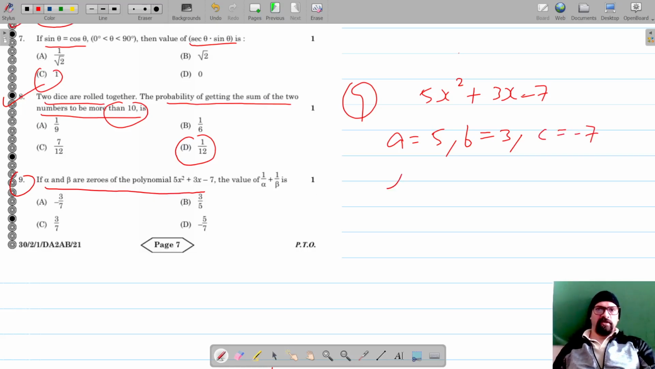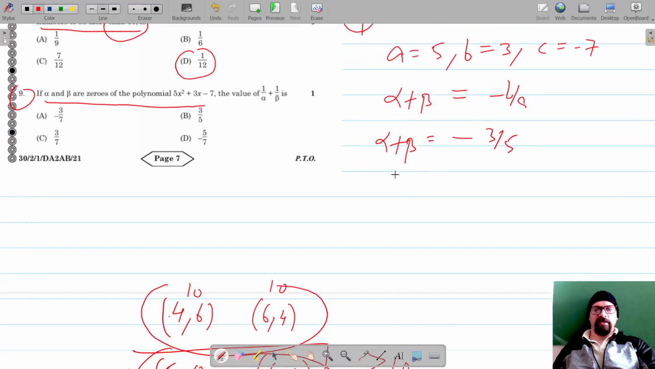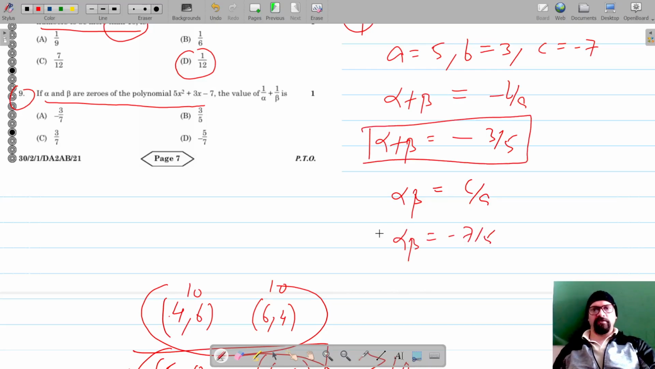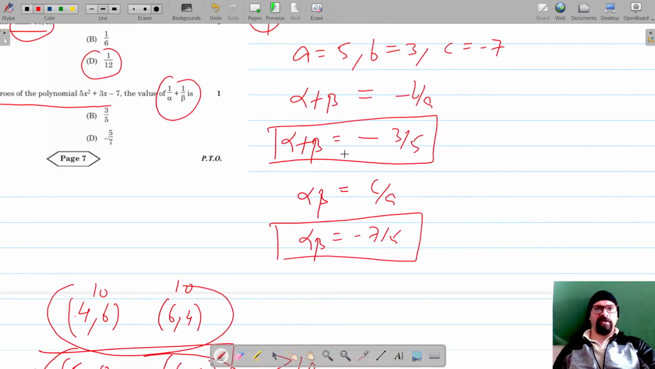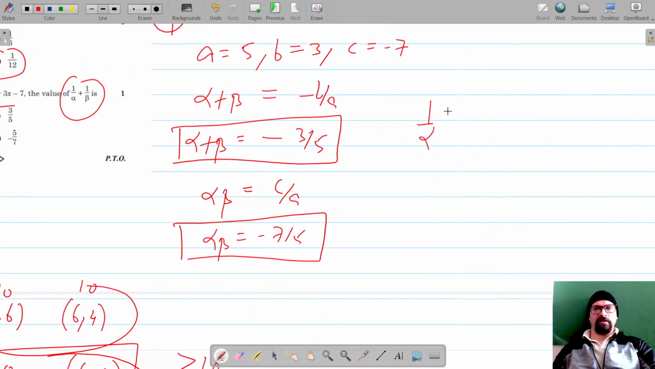Now alpha and beta are the zeros, and we know that the sum of the zeros is given by minus b by a. So alpha plus beta is equal to minus 3 by 5, and the product of the zeros is given by c by a, so alpha beta is equal to minus 7 by 5. We have to find the value of 1 by alpha plus 1 by beta.